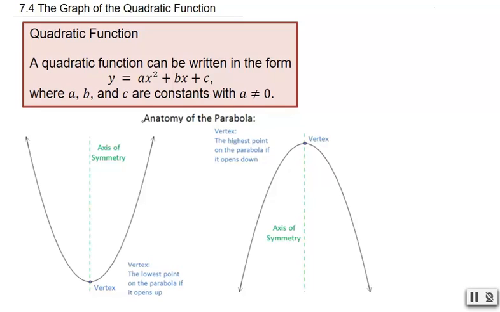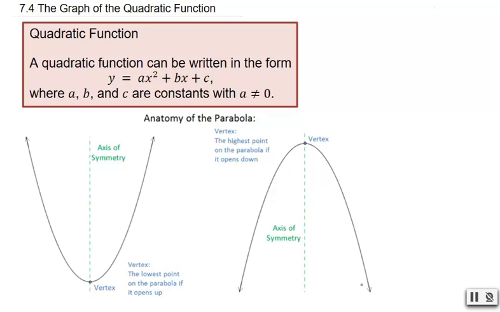7.4 is quadratic function graphs. So we'll first talk about the form of the equation. The equation can be written in this form of y equals ax squared plus bx plus c. A, b, and c are just constants, numbers, and a is not equal to 0. You have a graph like this.